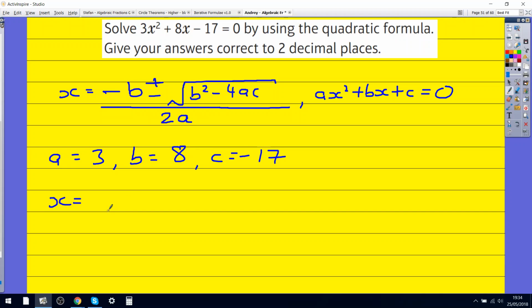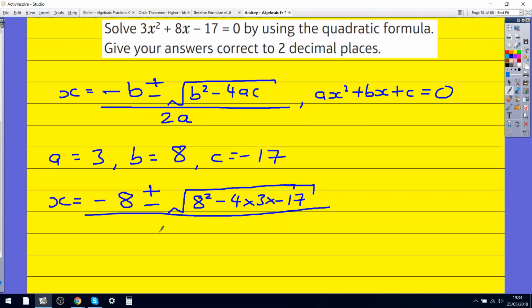Minus 8, and I'll just write plus or minus for now. Then square root of 8 squared minus 4 times 3 times minus 17. And then that's all over a fraction of 2 times 3. That's it.